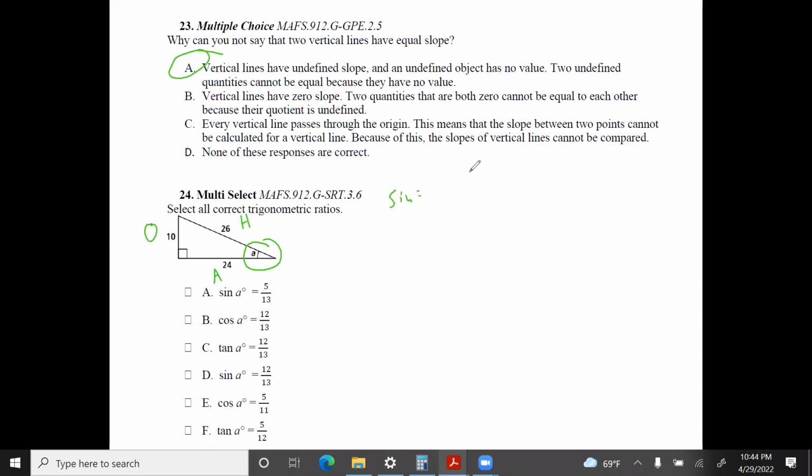Sine is equal to opposite over hypotenuse. Well, opposite was 10, hypotenuse was 26. That reduces to 5 over 13, which is option A. So that one works.